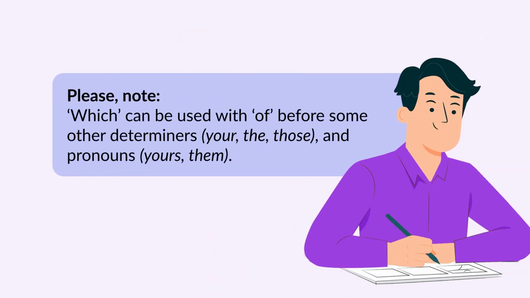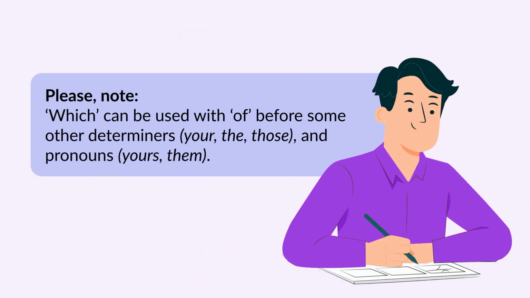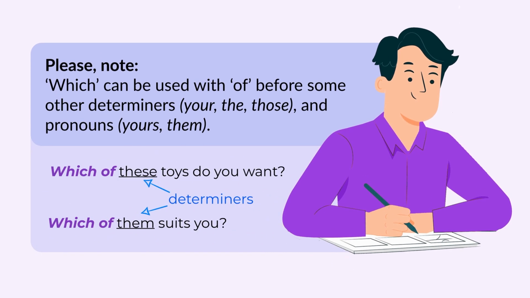Please note, which can be used with of before some other determiners: your, the, those, and pronouns: yours, them. For example, which of these toys do you want? Which of them suits you? These and them are determiners.